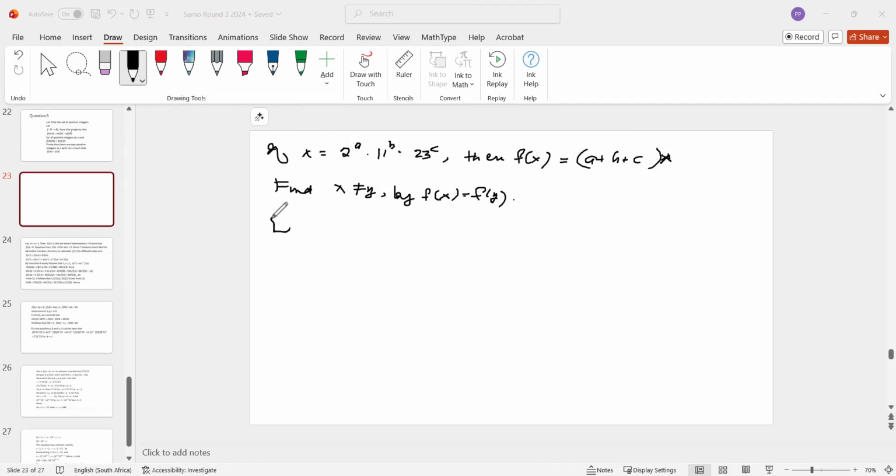So let x be equal to 2 to the a times 11 to the power of b times 23 to the power of c. And y, I want y to also look like that. But now it's a different factorization. Let's call it 2 to the power of p times 11 to the power of q times 23 to the power of r. Right? We want to let x not be equal to y.